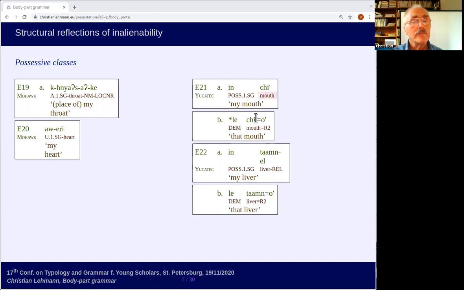My mouth is inchi. The mouth or that mouth is not sayable. On the other hand, my liver is in tamnel with a relational suffix, and that liver or the liver is le tamno without the relational suffix. So one possessive class, namely this one, uses a relationalizer in the possessed nominal. And on the other hand, there are such inabsoluble body parts like the mouth, and these can designate controllable body parts. Naturally, the liver is not controllable, but the mouth is.